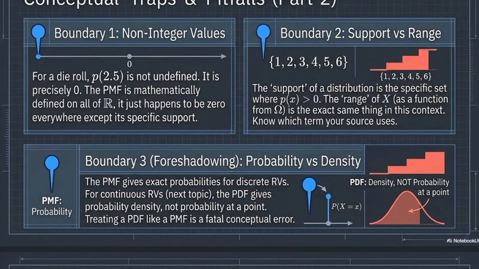Next thing is support versus range. The support of a distribution is the set where probability of X is greater than 0. Okay, the range of X as a function from the sample space is the same thing here. So in some textbooks, we use these interchangeably, others don't. Okay, so know which one your source means.